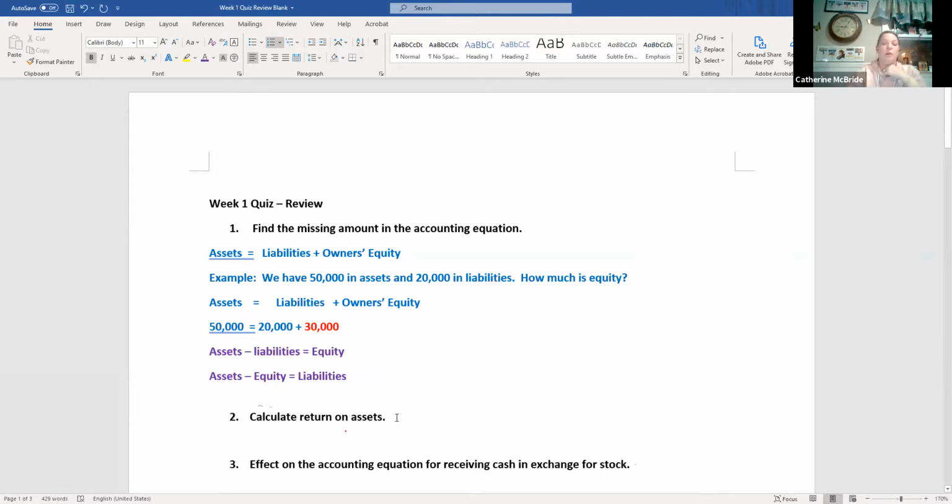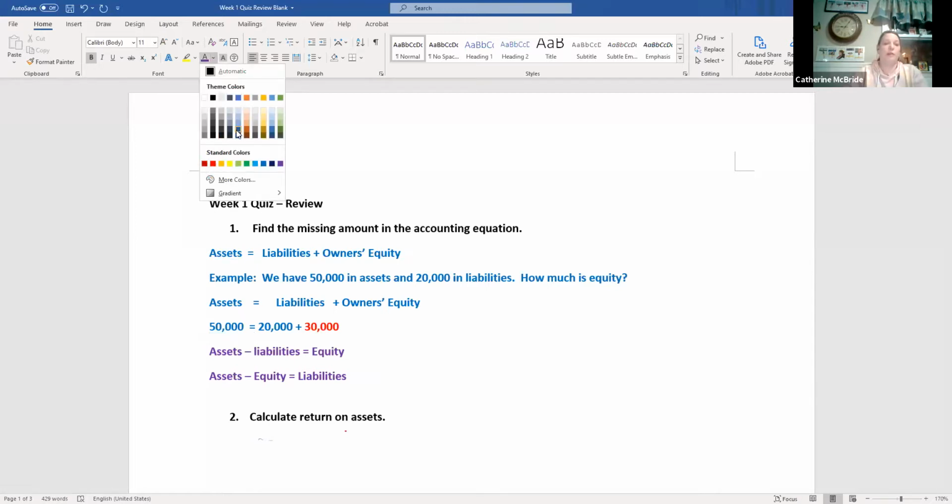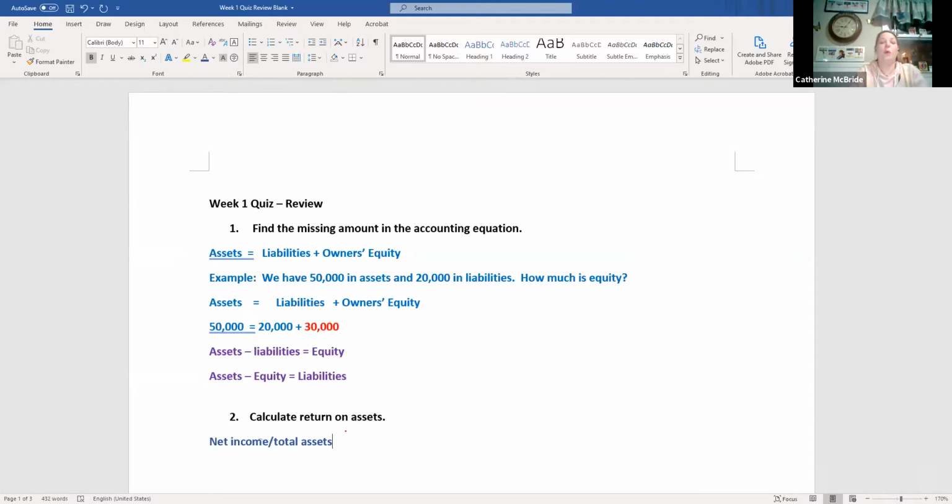Okay, the next one is we have to be able to plug in return on assets. So for return on assets, we're going to use a formula. And the formula for return on assets is net income divided by total assets. So there's two things that could happen here. You might be given the net income number, and you might be given the total assets, so you can just plug it in. Or you might have to figure out what net income or total assets are. So you need to know that net income is our income statement, which is revenue minus expenses.